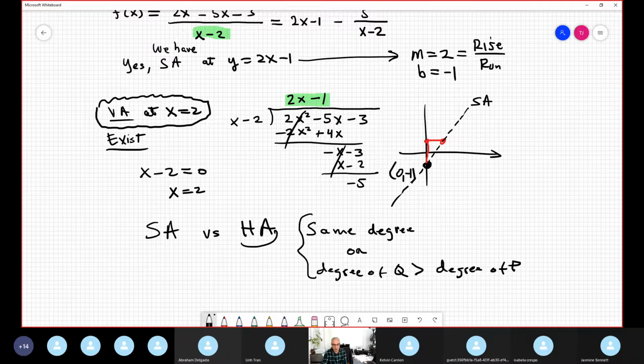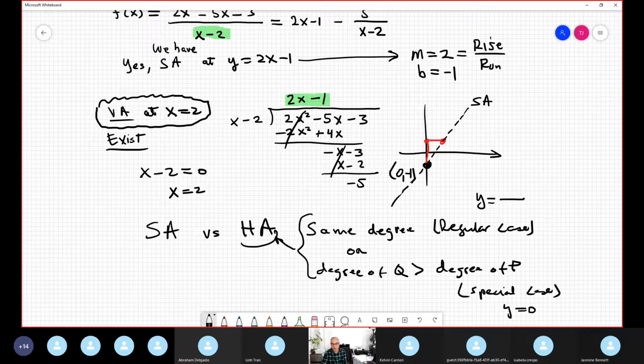This is the regular case, and this is the special case. Special is when the y is 0. And regular, no, it's when the y equals the division of the leading coefficients. Suppose ax squared divided by 4x squared is 2.